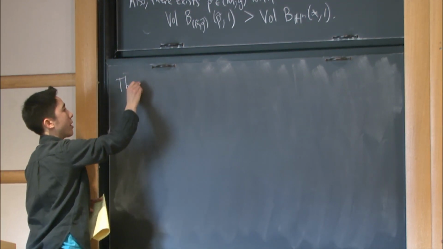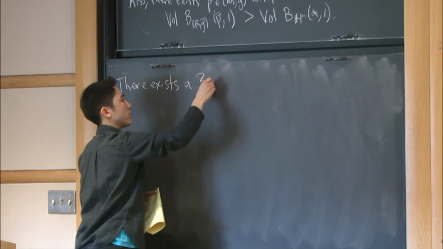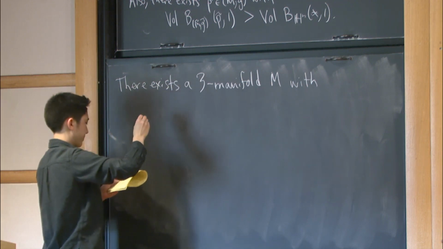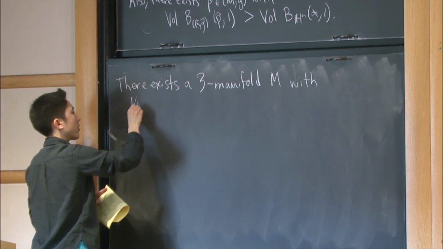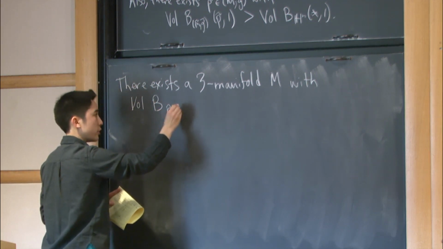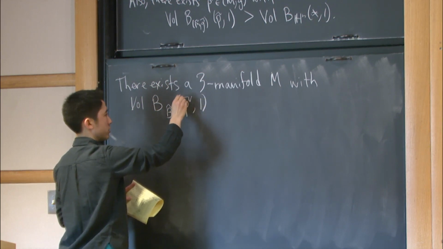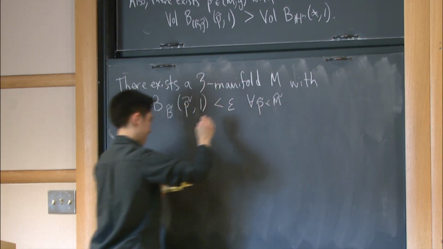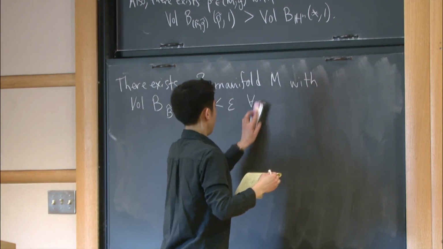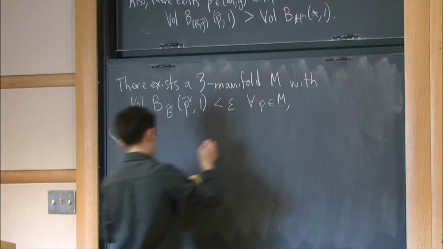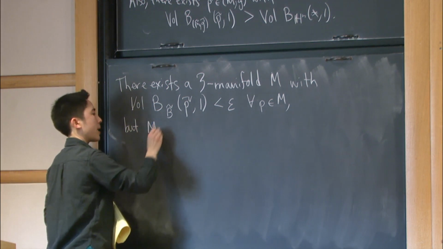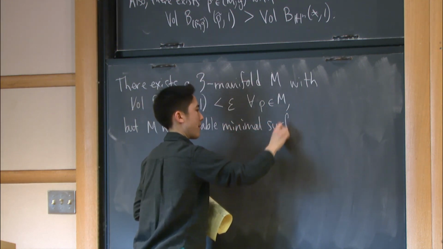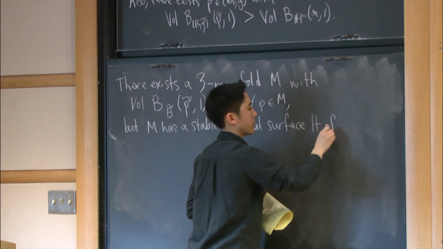Okay, so the example is there exists a three-manifold M with volume of balls in the universal cover of balls, using the same notation I introduced before, are all small. But M has a stable minimal surface H of large area.